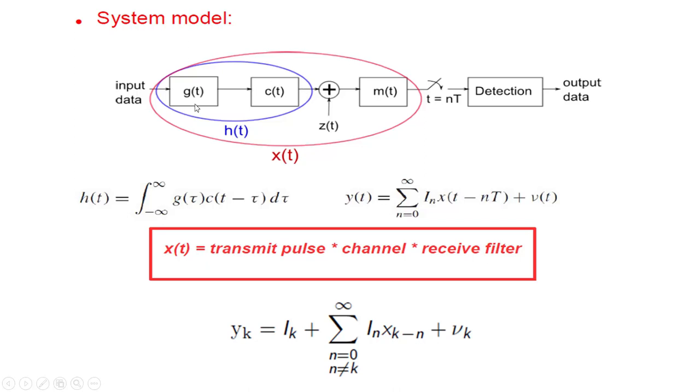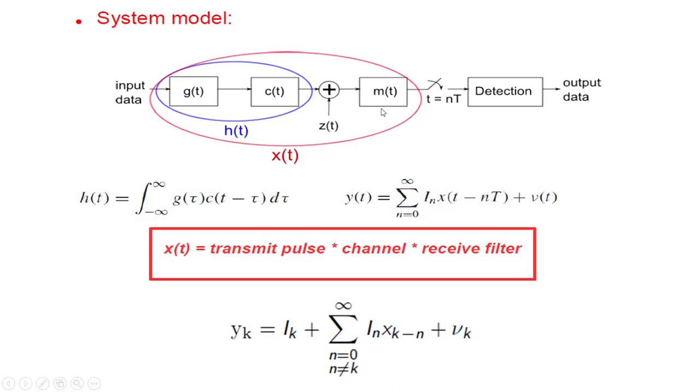And these modulated pulses will be passed through the channel. The channel impulse response is given by c(t). After going through the channel, noise will be added into the signal. So z(t) is, let's say, the noise added into the signal that is passed through the channel. At the receiver, the signals will be received through a receiver filter. The receiver filter can be a matched filter, which is an optimum filter because it maximizes the signal to noise ratio. We all know that.